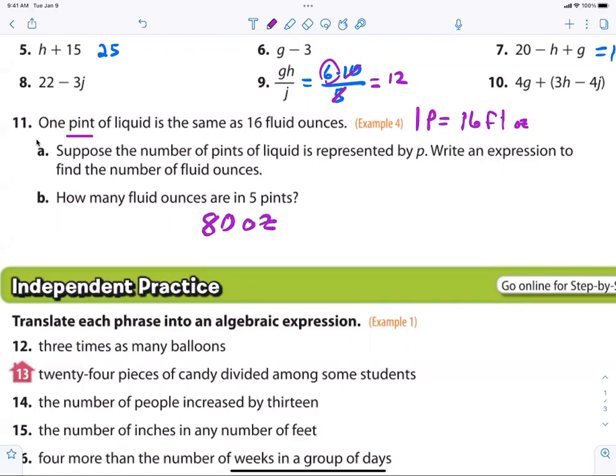You multiplied, right? So now if I have P pints, how many fluid ounces would I get? What would I do? Yes. So it'd be, what am I multiplying though? And yes, P times what? Yes. Now instead of saying P times 16, we're just going to write what? 16P. That's what we're doing. Okay.